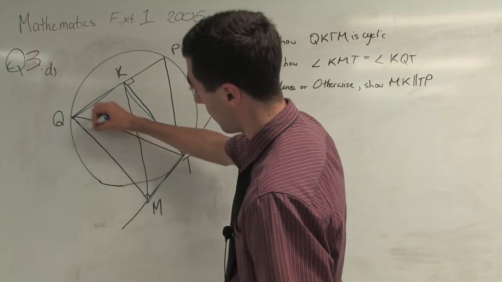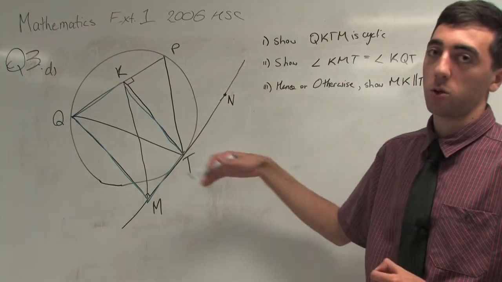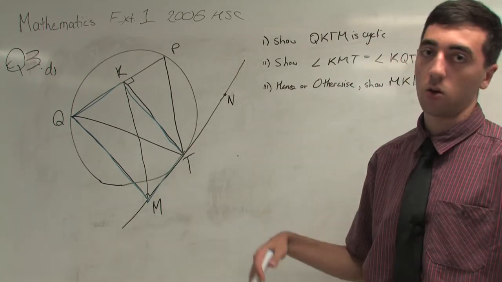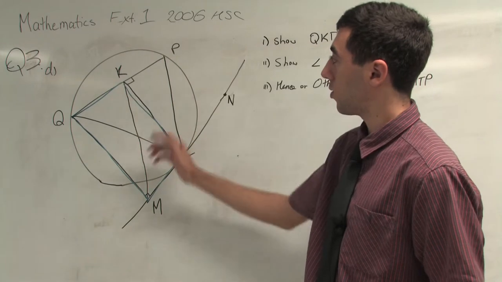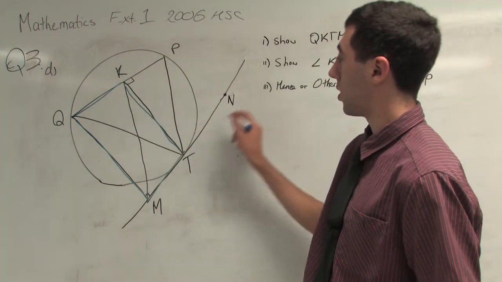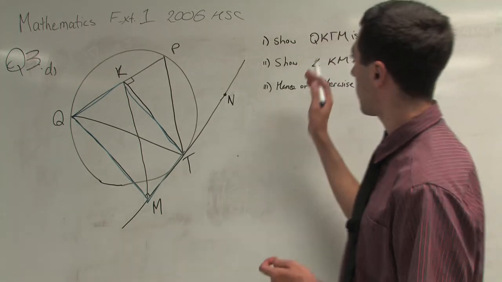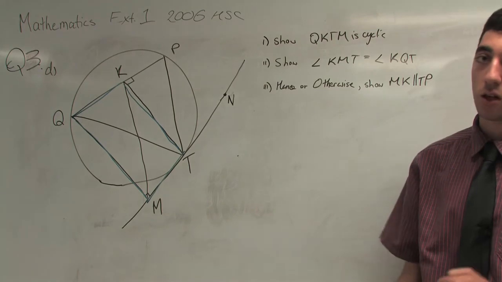QKTM. Okay, so we're given various information. So on the diagram, which you can look up online or something, it has this circle, so it's got a right angle here, and a series of lines joining stuff, and also a tangent MN. Okay, so for the first part, we need to show that QKTM is a cyclic quadrilateral.